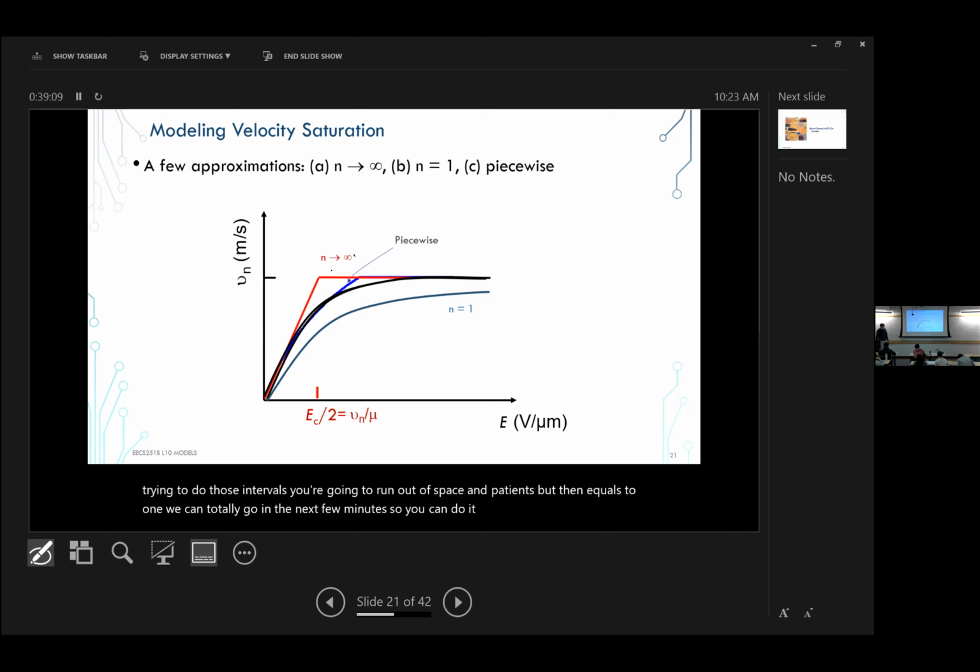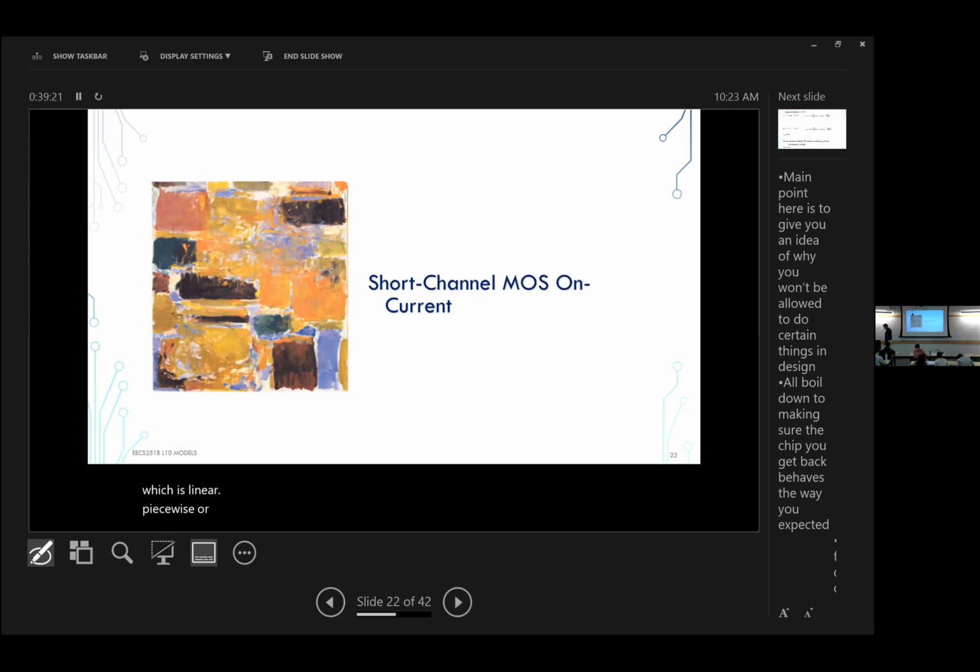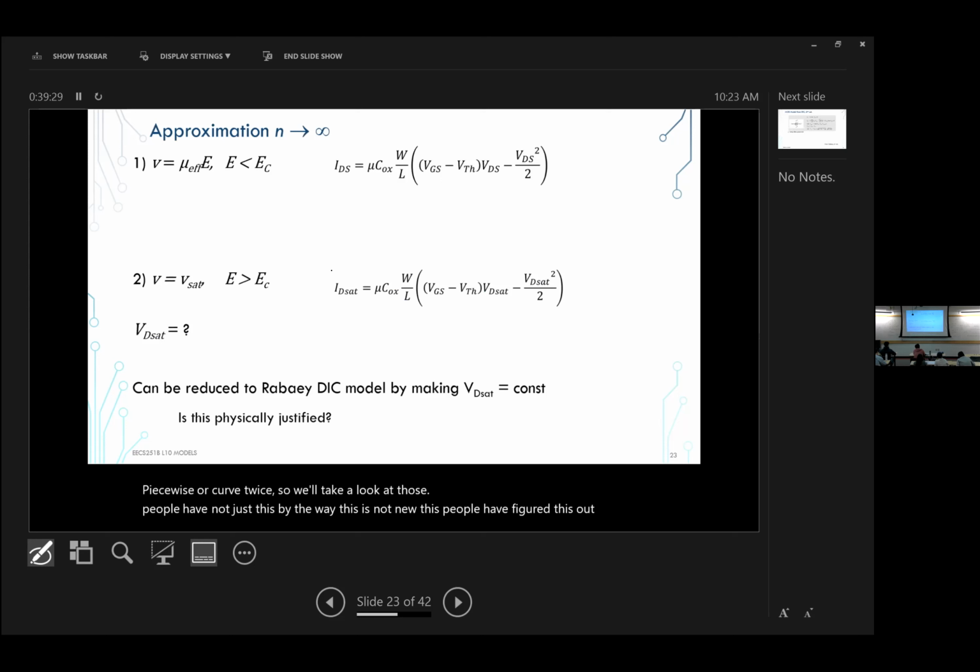I'll just give you a hint. More commonly, we can take a look at the n equals to infinity model, which is linear piecewise or curved piecewise. So we'll take a look at those. People have noticed this, by the way, this is not new. People have figured this out back in the heyday of the modeling crowd. So this originates from the 80s in Berkeley.